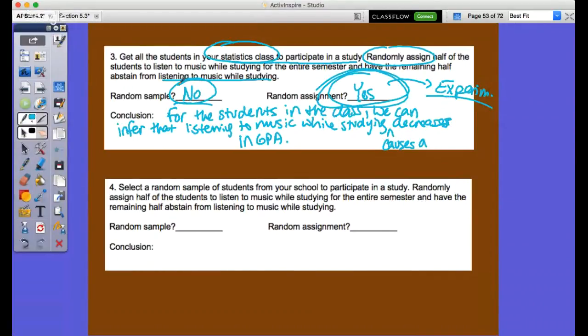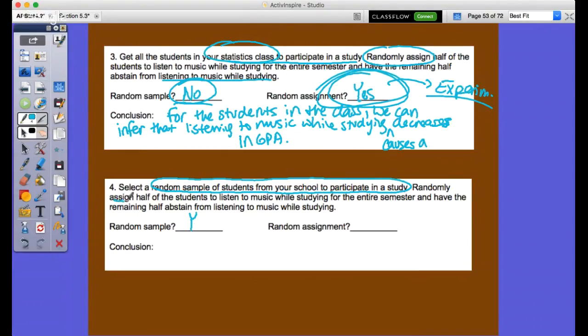Now, sometimes an experiment could also have a random sample. We really haven't looked at this yet because we've said that it's kind of in both worlds, but sometimes it does bleed over. So let's go through our last scenario. Select a random sample of students from your school to participate. Now, this is where you think observational, but before we make that call, let's make sure we go into this. So this is a yes, right?